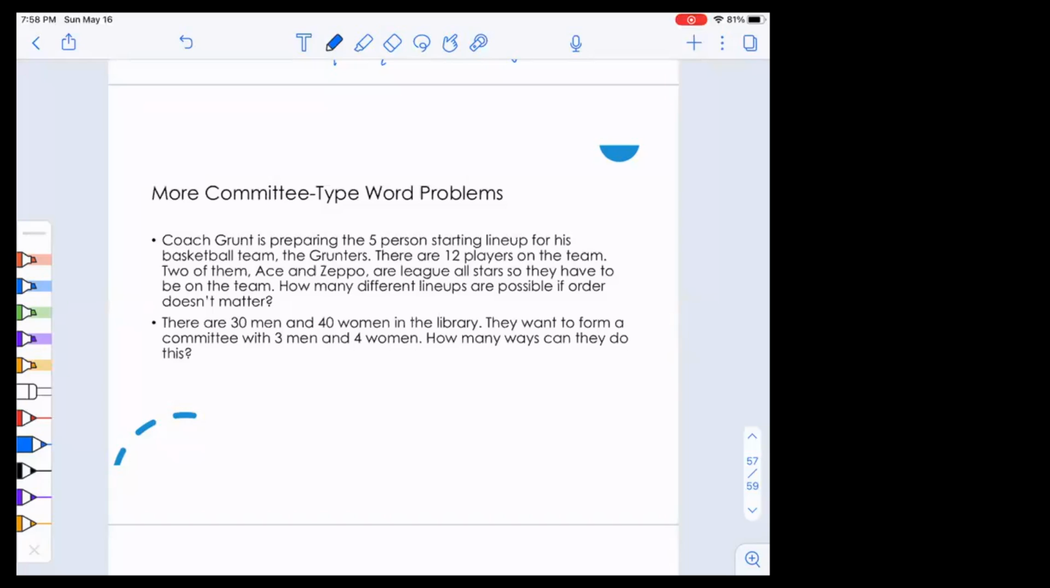Coach Grunt is preparing the 5-person starting lineup, and the special restriction is that 2 people hate each other and can't serve at the same time. So here we're going to choose 5 from 12 as the initial lineup. What we get is 12 times 11 times 10 times 9 times 8 over 5 times 4 times 3 times 2.